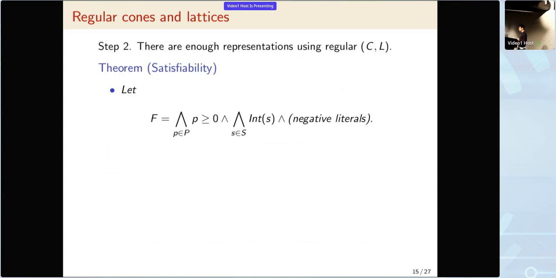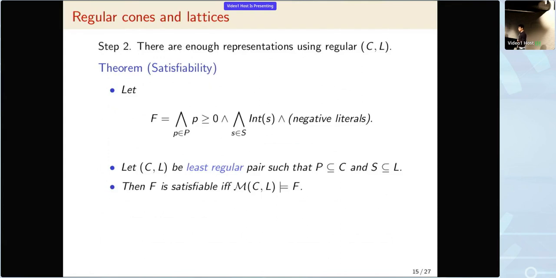We want to say that we have enough of them. So here's a satisfiability theorem. Let F be a conjunctive formula, which we can write in 3 parts. The first part consists of a set of inequalities, saying that some polynomial terms P are non-negative. The second part consists of some integer constraints, saying that some polynomial terms S are integers. And the third part consists of negative literals. Let (C, L) be the least regular pair, such that P is contained in C and S is contained in L. Then F is satisfiable if and only if M(C, L) satisfies F.